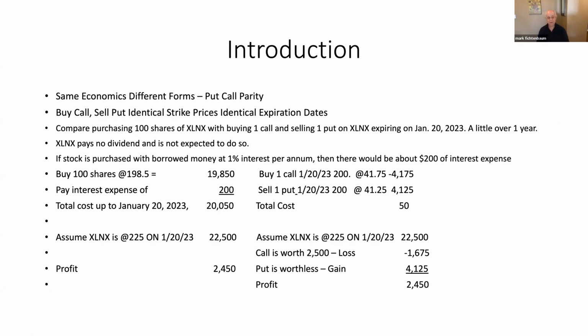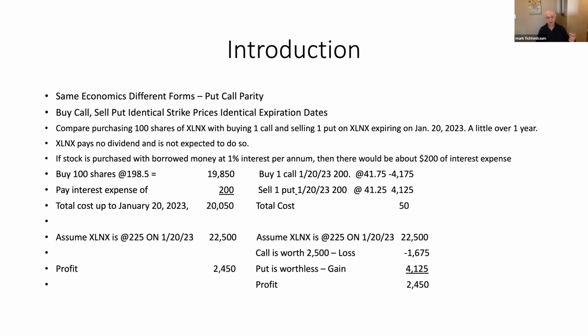And the first thing we're going to talk about, and it's probably the most important thing that I've taught and gone over this entire semester, is put call parity. So this has nothing to do with taxes. This is all about economics. But if you understand put call parity, you'll understand many of the things that we spoke about during the semester. And that's why we talked about it the first day of class.